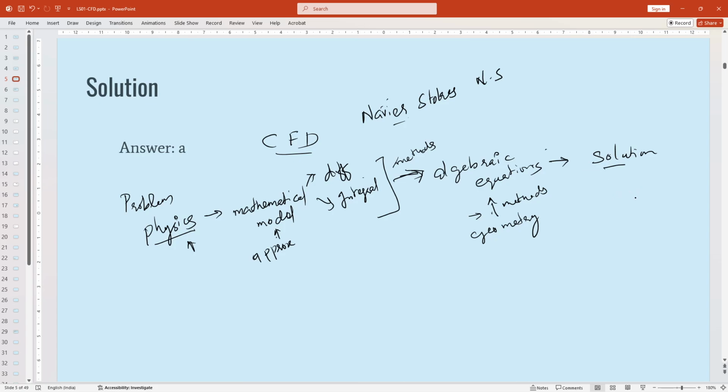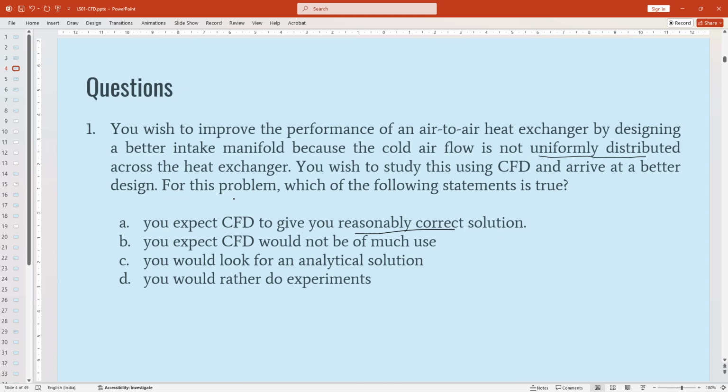Some people might have heard of diverging CFD solutions. Such conditions are also there. Or sometimes if you do not understand your physics well enough to model the equation, then the actual solving process may not even start. So you can only expect CFD to give a reasonably correct solution, because the entire aspect of a good solution is in the formulation. So it will depend on the correctness of input. That's what I wanted to convey through this first question.